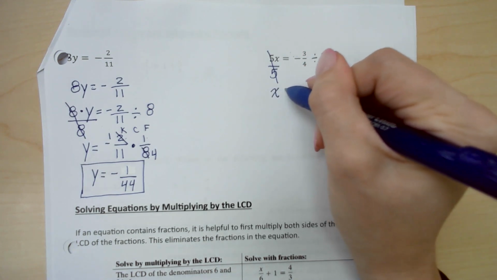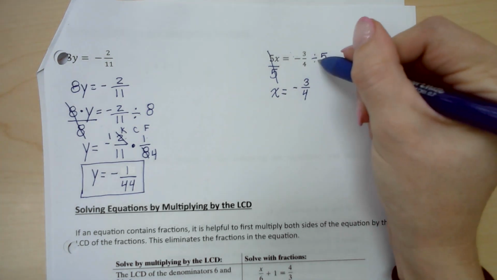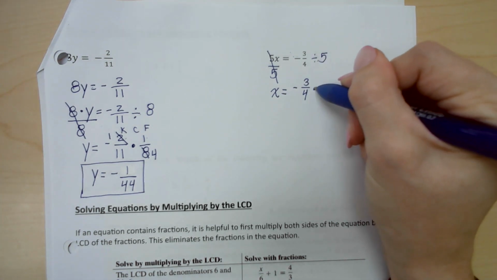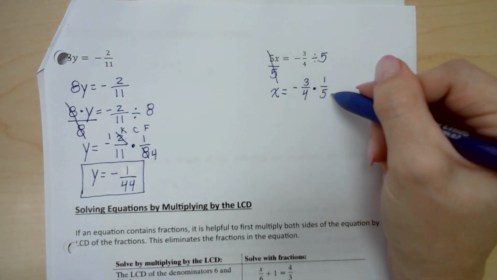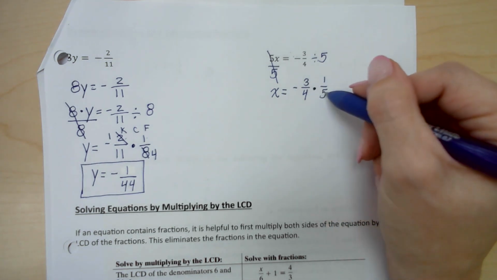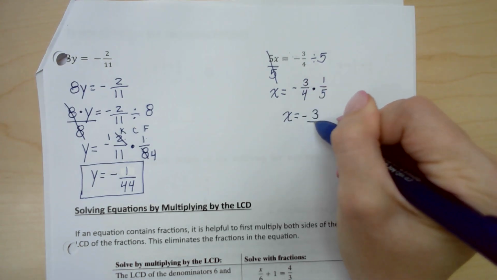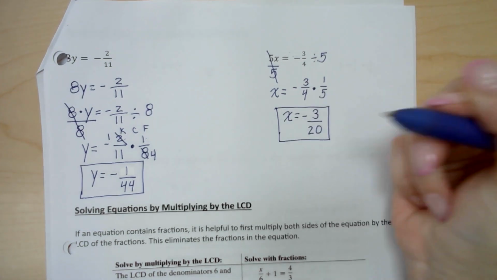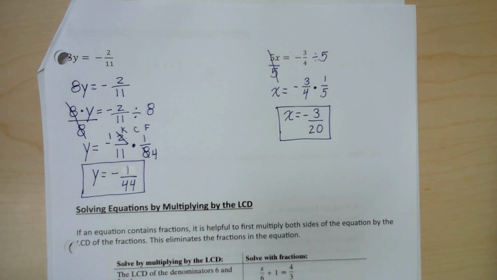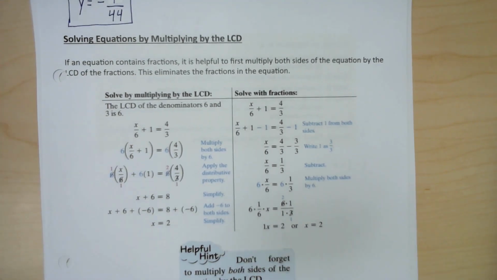Now that leaves us with x equals negative 3/4 divided by 5, which means times 1/5. Before I multiply, I check to see if I can simplify, and I can't. So x equals negative 3 over 20, and that would be our answer. So let's move on to a different strategy.